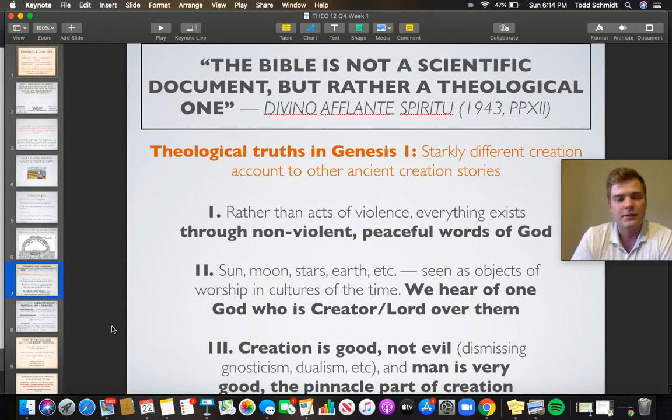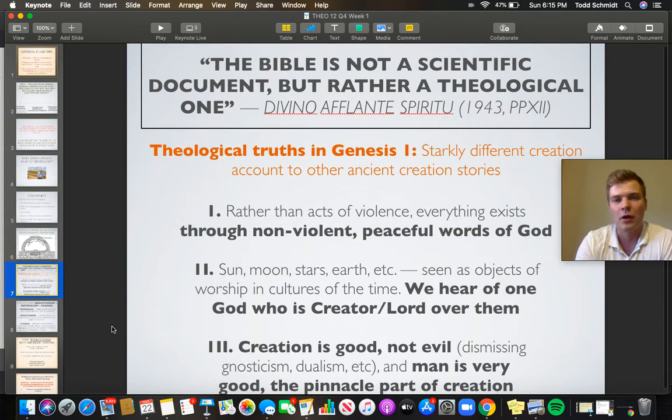Again, if you're reading this when it was written, you would know that this account was written to tell people that, look, these false gods you're worshiping, the sun god, the moon god, the god of the earth, or animals, etc. These aren't gods. Rather, there is one God. So it's kind of going against polytheistic creation narratives. And then last and most importantly, that creation is good and not evil.